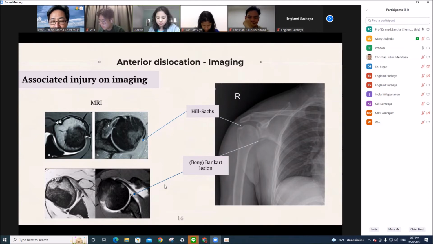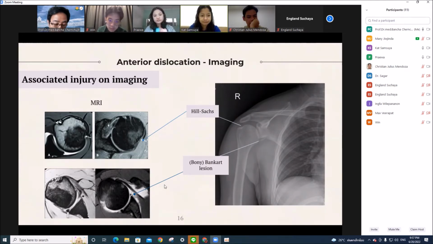The osseous Bankart lesion is an indication for surgery. Because if you do not perform the surgery, over time this bone will be resorbed and the shoulder will become loose, with a very high chance of dislocation. So nowadays, if the patient has an osseous Bankart, we prefer to do the surgery, even if this is the first-time dislocation. Right, Kat? Yes or no? Sorry, I was muted. Yeah, okay. So don't forget to look for the osseous Bankart, right?